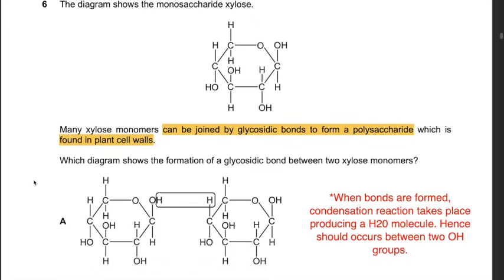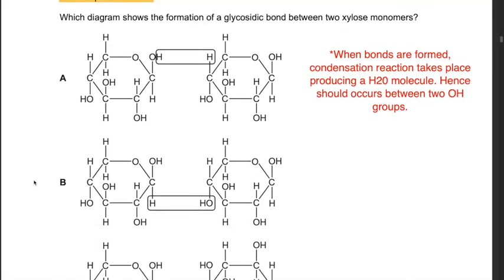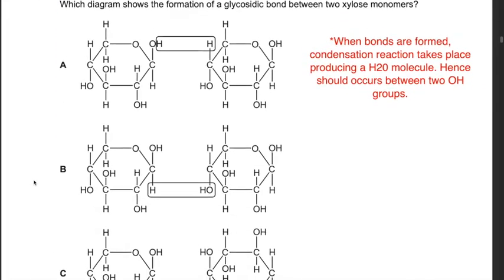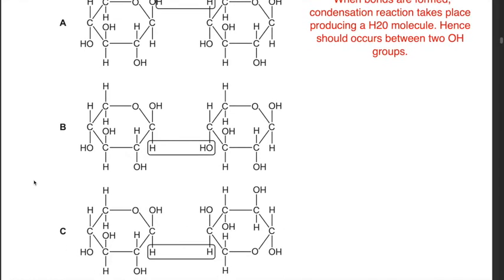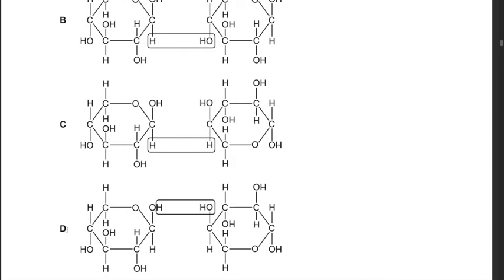Now, a glycosidic bond is formed between two OH groups, and it is formed by the process of condensation. And condensation is nothing but when a water molecule is removed, a bond is formed. Hence, if we go to the options A, B, C and D, the glycosidic bond should form between two OH groups, and that leaves us with the only answer being D. Therefore, D is the correct answer.